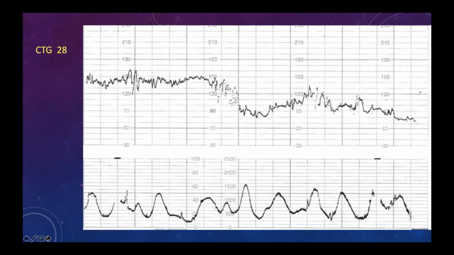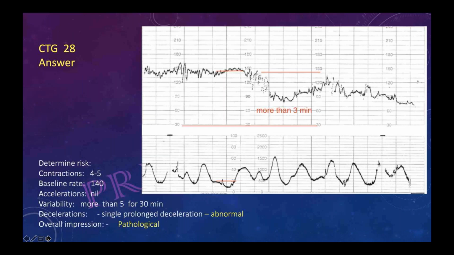Ma'am, shall I take it? Yeah. There are about 4 contractions, but what is also prominent is acute bradycardia lasting more than 3 minutes, which makes it abnormal and pathological. Okay, very good. So this is more than 3 minutes.